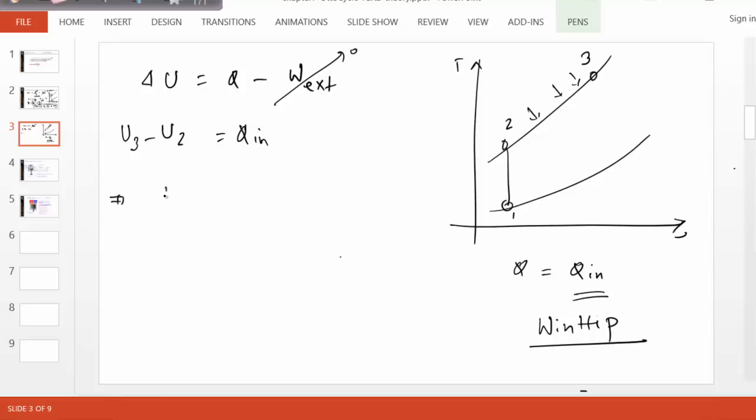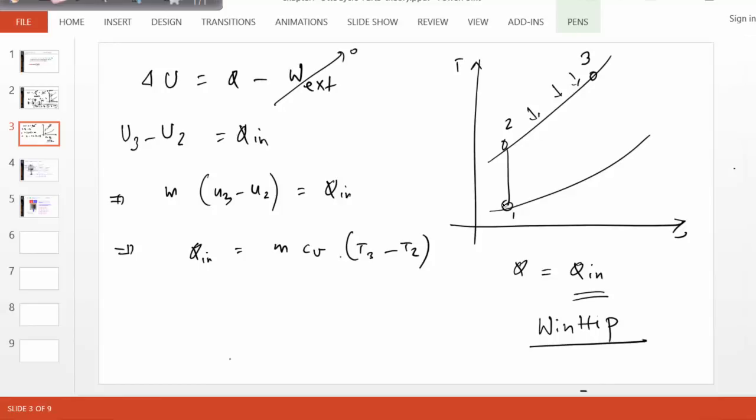So the equation simplifies as mass times small u3 minus u2, the specific internal energy, or Q in is given by m times Cv times (T3 minus T2). Notice at state 1, suppose we know the volume of the gas trapped, so therefore we can find mass. Cv of air is well known, and if you know the maximum temperature of the cycle, we can find Q in. So this analysis is relatively straightforward.